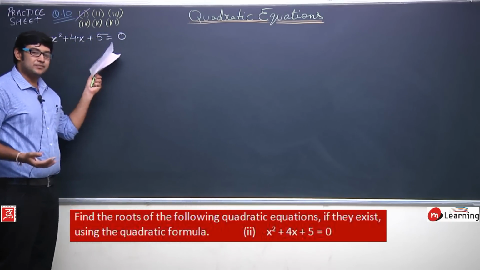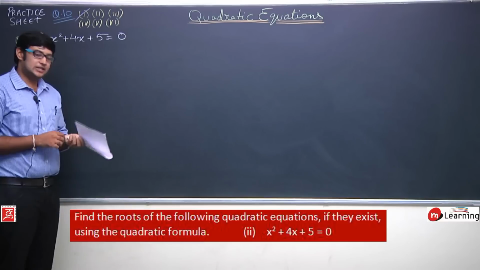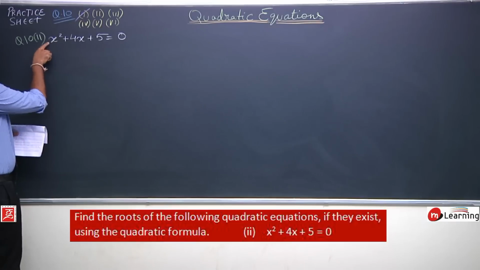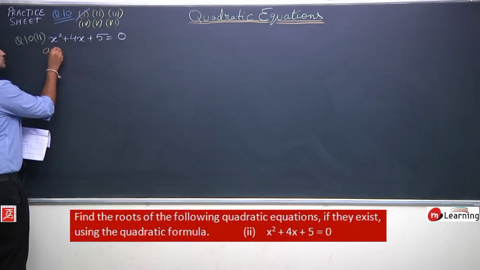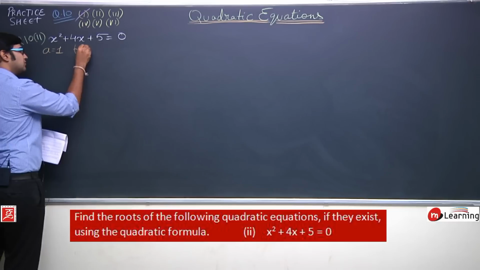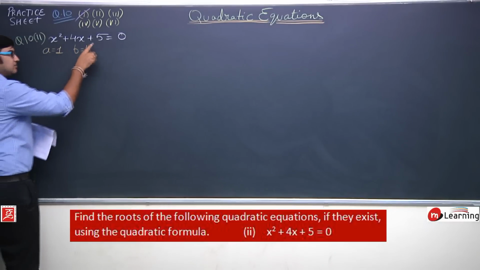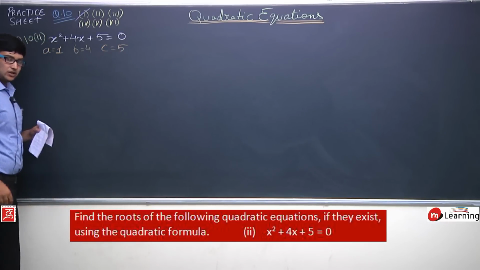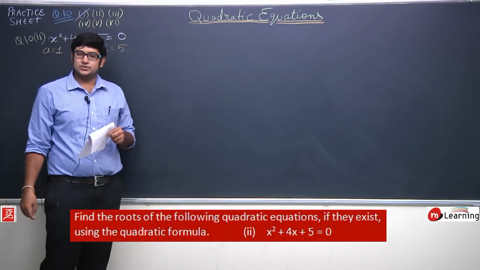If we look at this equation carefully, I will find that coefficient of x square is 1. So a will be equals to 1. Coefficient of x is 4. So b is equals to 4, and the constant term is 5. So c is equals to 5. Okay. So we have determined the three values.